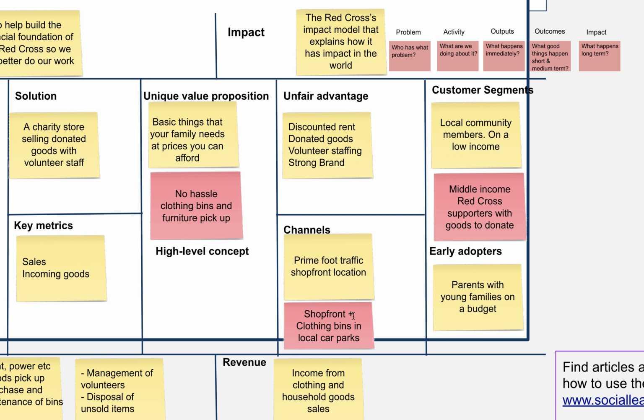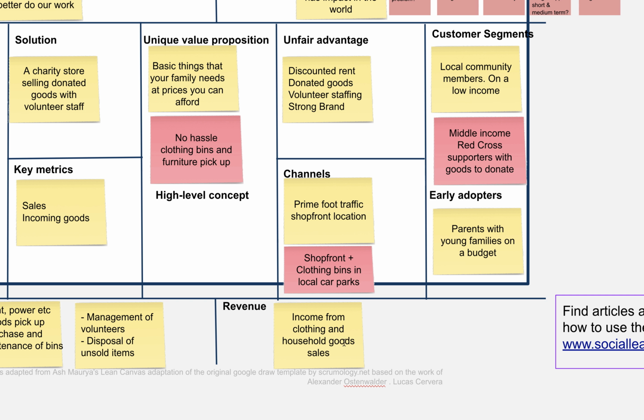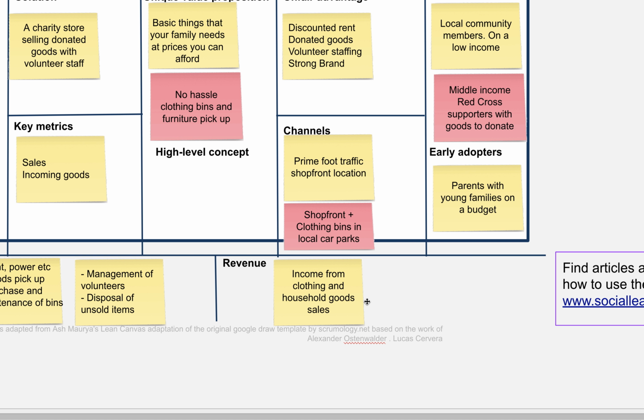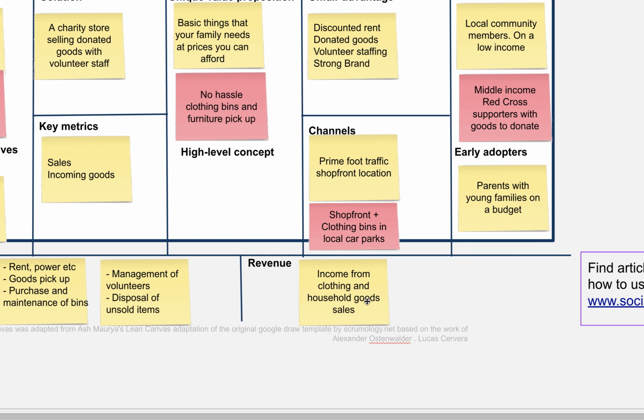And for the donors, shop front and clothing bins in local car parks. So you can go into the shop and you can drop your stuff off, which is nice and convenient, or you can drop your stuff off in the car parks. That's how they're going to find those customers to donate things. Revenue or financial sustainability: income from clothing and household goods sales. So they make money from selling the goods in the shop.